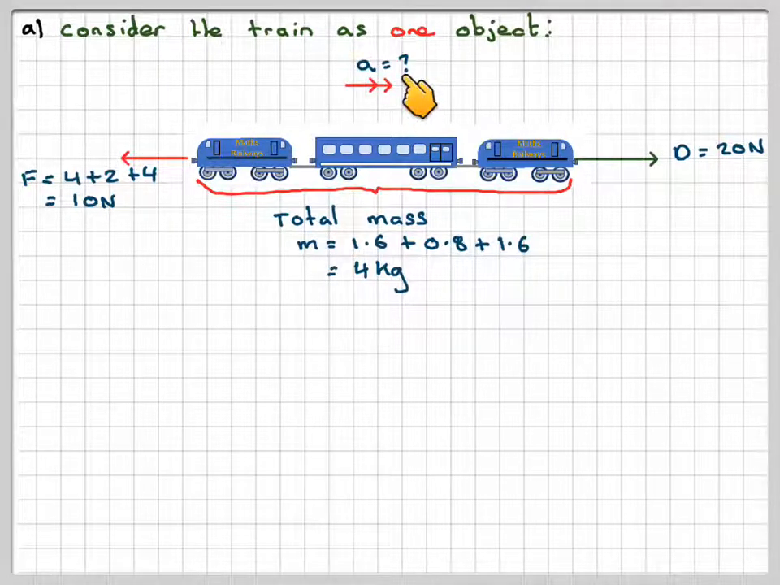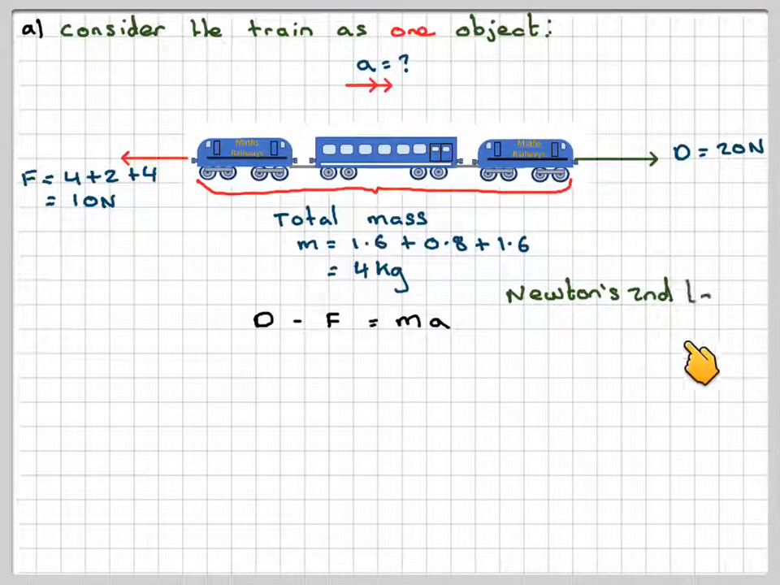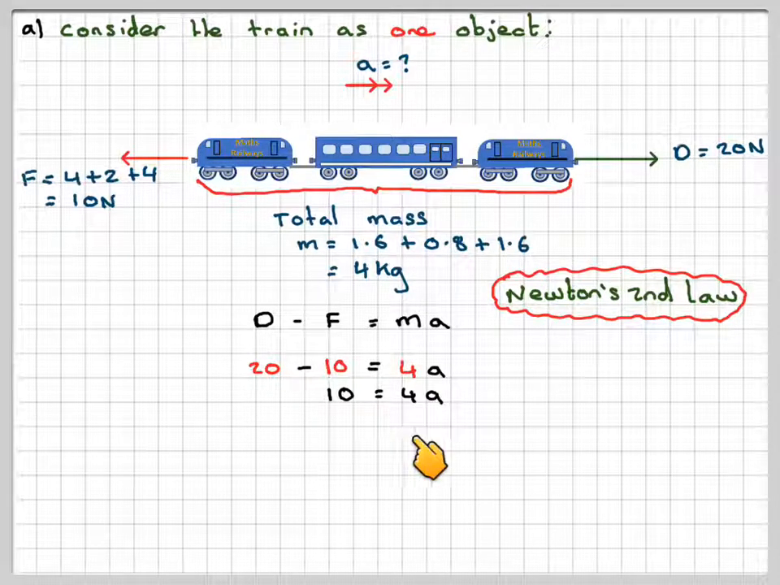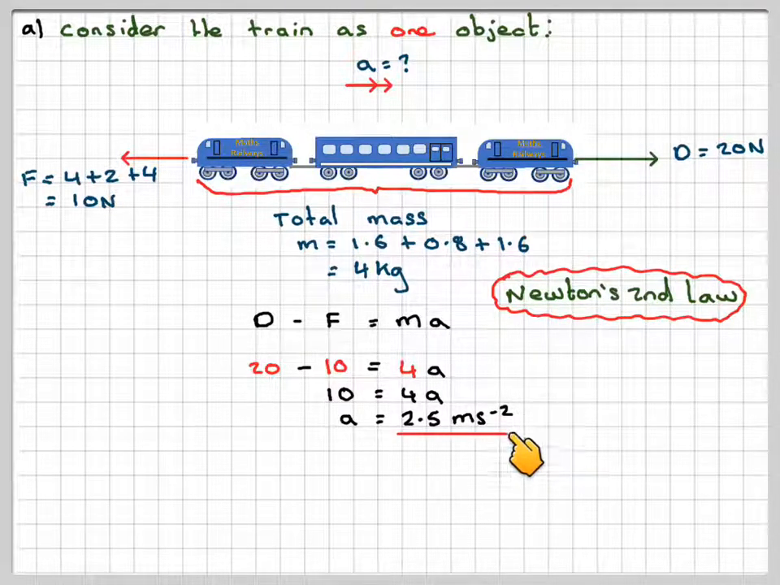Right, we've got to find the acceleration. We're going to assume it's moving in that direction, so we're going to say the driving force minus the resistance force is equal to the mass times acceleration, using Newton's second law. So putting the numbers in, we have 20 minus 10 equal to 4 times the acceleration. 20 minus 10 is 10, equal to 4a, therefore a is equal to 2.5 meters per second squared. So we've now got our acceleration.